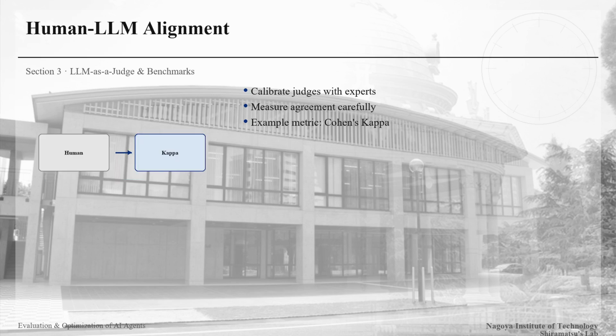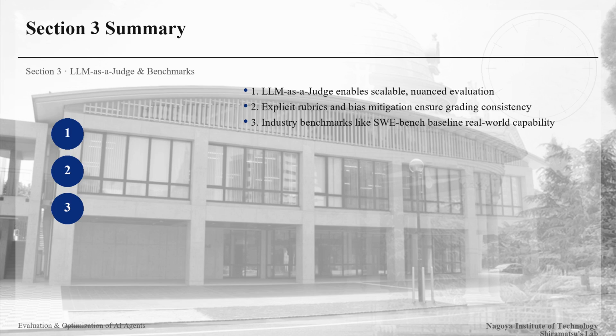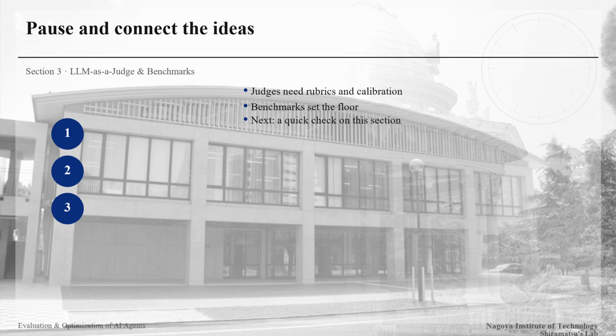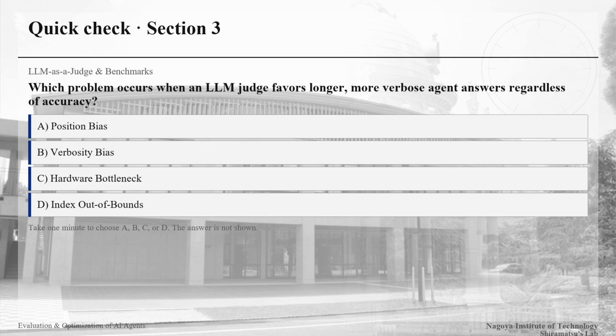Calibrate LLM judges against human experts, for example with Cohen's Kappa agreement scores. Section 3 takeaways. Judges scale nuanced eval, rubrics reduce bias, and benchmarks set real-world baselines. Pause here. Judges need rubrics and calibration, and benchmarks set the floor. Now the quick check. Quick check after Section 3.